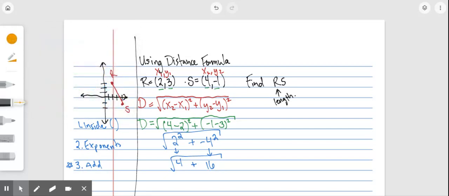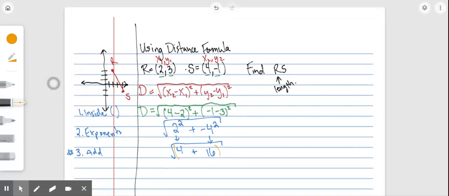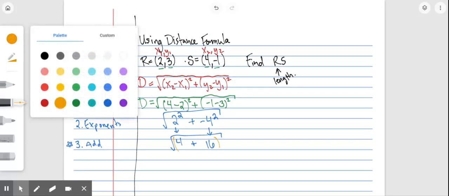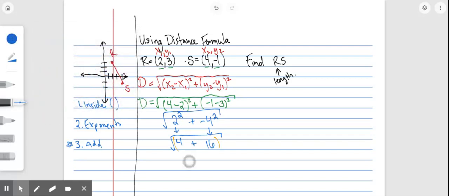In fact, I'm going to use yellow. There's a hidden set of parentheses that tells me that I need to do the stuff inside the square root sign first. I can't take the square root until after I've completed all of the stuff inside the square root. So 4 plus 16 is 20, and now I've got the square root of 20. And now the fourth step is obviously take the square root.